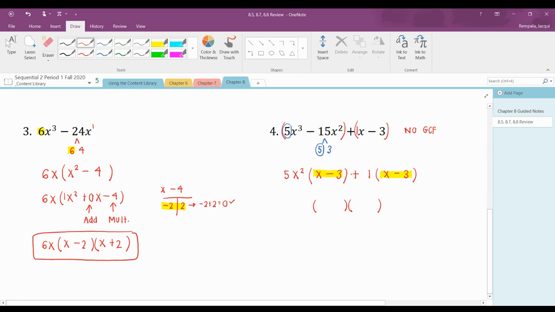But if I'm factoring, I never want an addition sign breaking them up. I always want it to be multiplication. So remember what they had in common, which was x minus 3, that is always going to be one of my parentheses. Whatever I factored out as the GCF, that is always going to be the second parenthesis. And so I am not going to be able to factor any further. This would be my final answer.